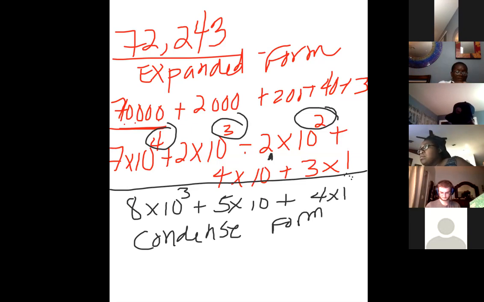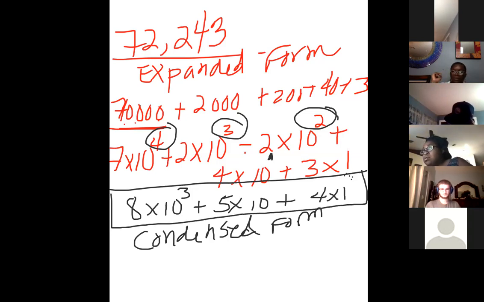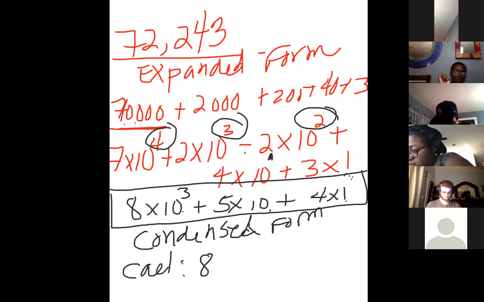So you had expanded form, so now they want you to condense this number into a Hindu-Arabic number. So guys, this is the easy part, because all you do is take this number, plug it into your calculator, and let the calculator do it for you. So on your calculator, you do 8 times 10 to the 3rd, plus 5 times 10, plus 4 times 1. You don't even have to worry about writing it out on paper. So when you calculate this, guys, it comes out to 8,000 and what, guys? 8,000, what's the answer?